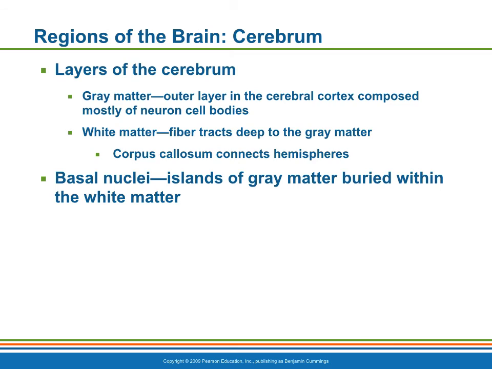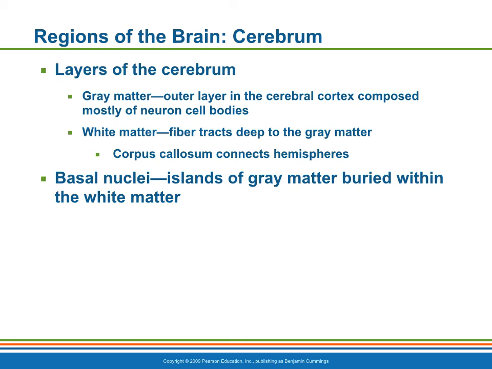The cell bodies of neurons involved with the cerebrum functions are found in the outermost gray matter of the cerebrum. Most of the remaining cerebral hemisphere tissue, the deeper white matter, is composed of fiber tracts carrying impulses to and from or within the cortex. One large fiber tract, the corpus callosum, connects the cerebral hemispheres. This allows the hemispheres to communicate with each other.